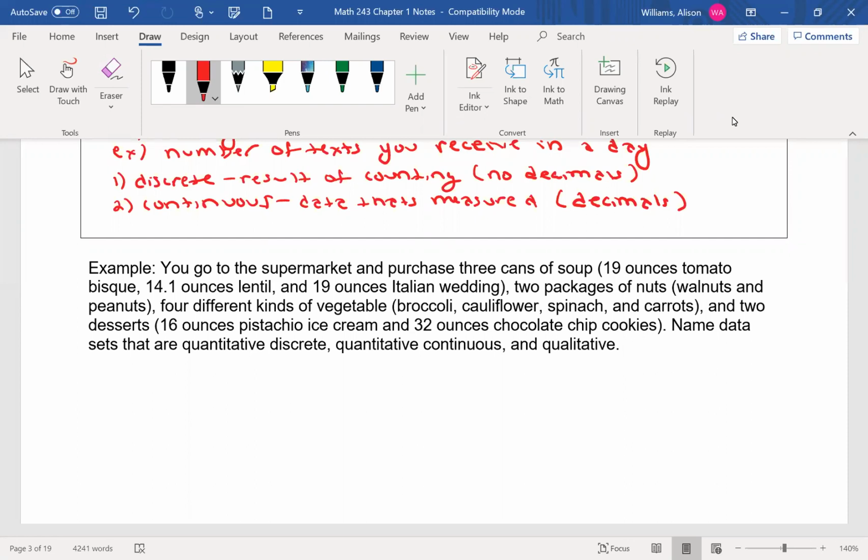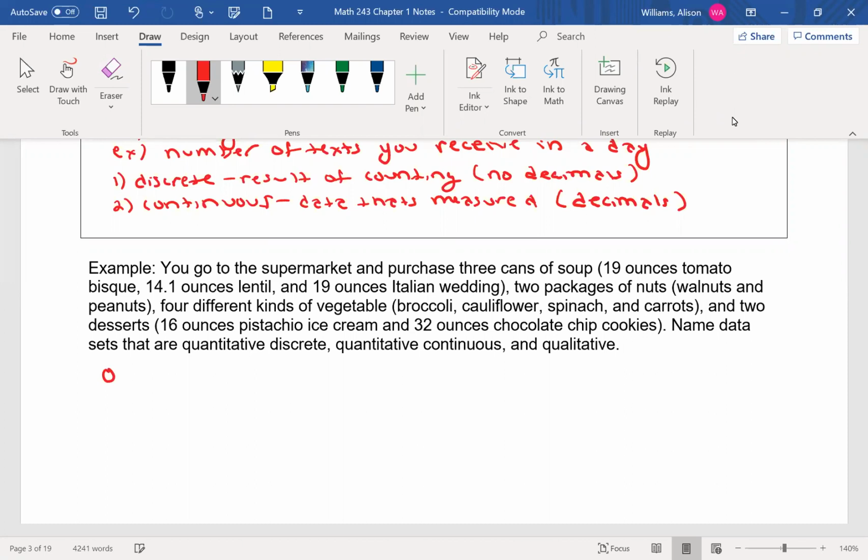Okay, so basically, let's start with the quantitative discrete. These are items that are numerical but counted only. Okay, so only counted. So those would be the amounts you got of each product, right?